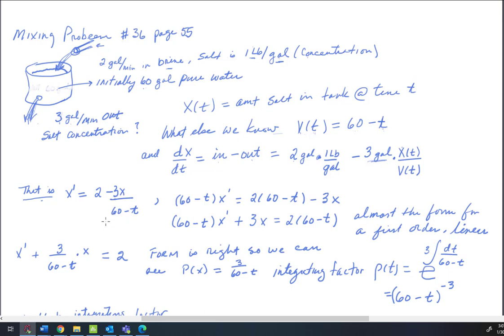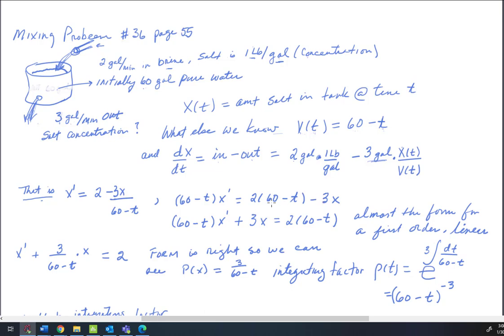Now, what kind of a differential equation is that? Well, it's not going to be variable separable, but it will be a linear equation. Now, to solve a first-order linear equation, we find an integrating factor, but to find the integrating factor, we've got to put the equation in the right algebraic form. So let's take this differential equation, and let's multiply through by the 60 minus t, and that gives me 60 minus t, x prime is equal to 2 times 60 minus t minus 3x, because that had a 60 minus t in the denominator.